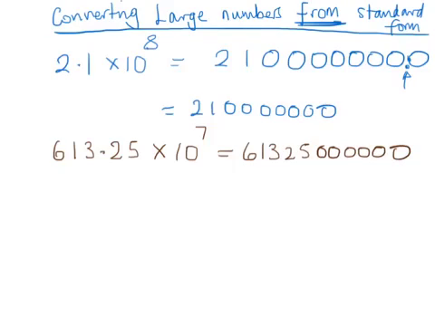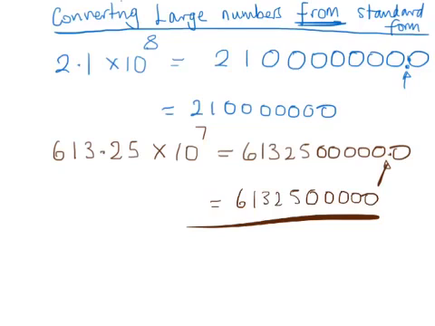Okay, so let's see, it should be there. We need to move it 7 times. 1, 2, 3, 4, 5, 6, 7. So it goes here. So there's our decimal place now, the new place of our decimal place. And remember, the 0 after the decimal point doesn't really count. So this is 6, 1, 3, 2, 5, and then 1, 2, 3, 4, 5 noughts.